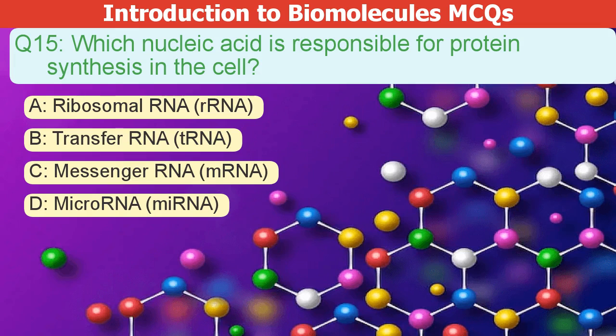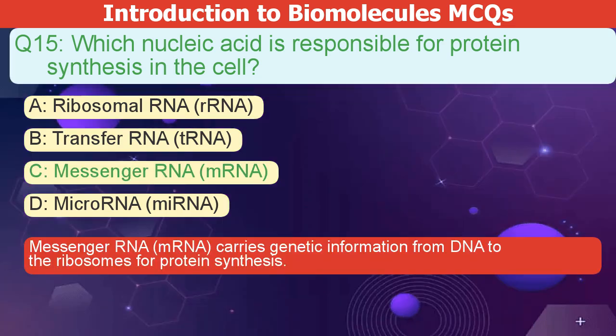Which nucleic acid is responsible for protein synthesis in the cell? A. Ribosomal RNA, rRNA. B. Transfer RNA, tRNA. C. Messenger RNA, mRNA. D. MicroRNA, miRNA. The correct answer is C. Messenger RNA, or mRNA, carries genetic information from DNA to the ribosomes for protein synthesis.